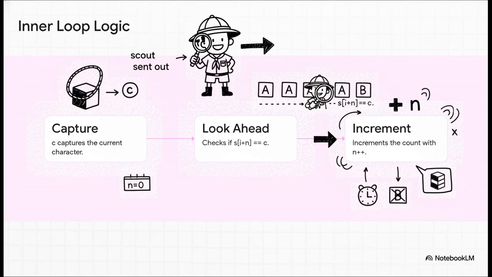Second, it kicks off a for loop that looks ahead. It's checking if the character at position i plus n matches our captured character c. As long as it matches, and as long as we haven't fallen off the end of the string, it hits step 3, incrementing that count, n++. But the very second this scout hits a totally different character, or the string ends, boom, the inner loop stops. At that exact moment, n perfectly holds the total count of how many times that specific character repeated.